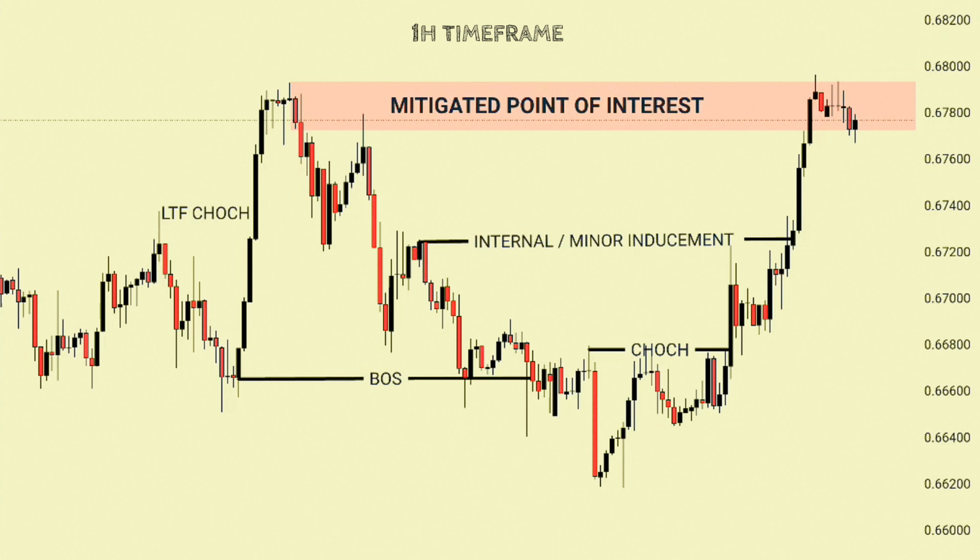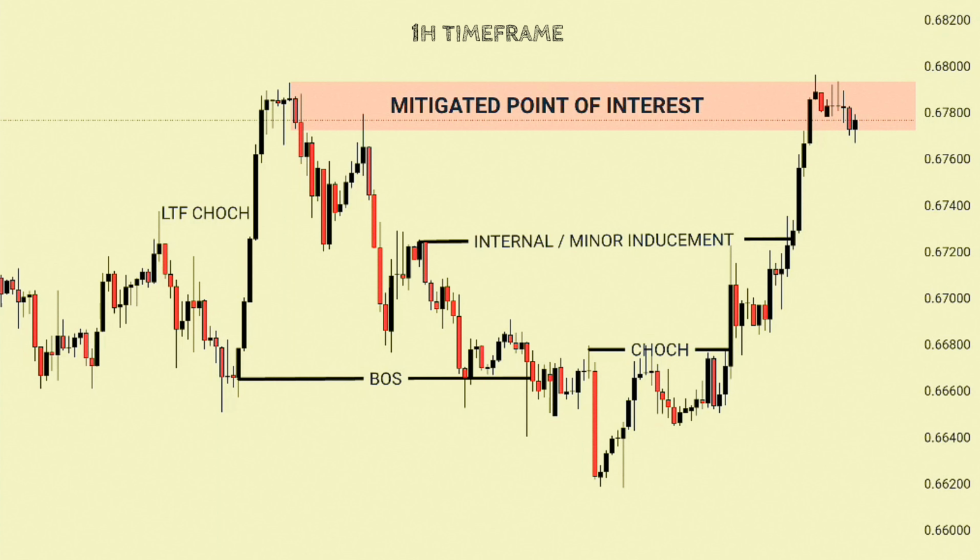Price then moves above these internal levels to collect that liquidity before making the final push into the unmitigated point of interest. This is not random movement. It is a deliberate process used by institutions to build enough orders to fuel the larger move.